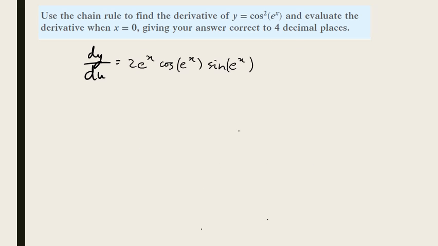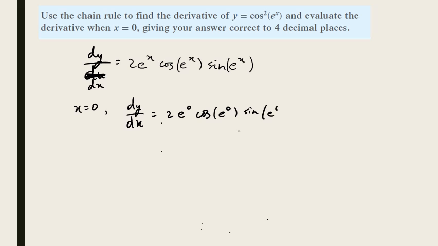Now we also have to evaluate the derivative when x is equal to 0, so let's sub in x equals 0. It's also not dy/du, that's dy/dx. Anyway, so dy/dx is equal to 2 e to the power of 0 cos e to the power 0 sine e to the power 0. Now anything to the power 0 is 1, so then we get 2 cos 1 sine 1. Putting that in the calculator, we get 0.9093.